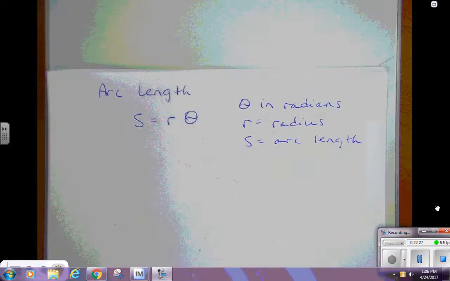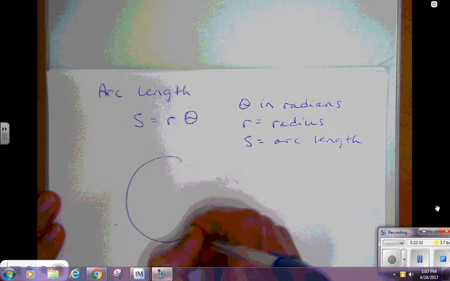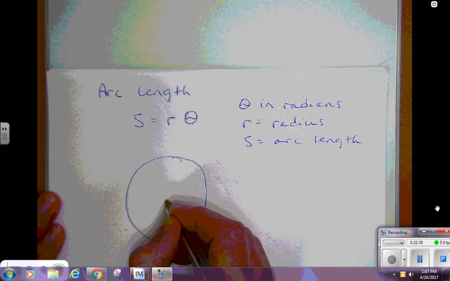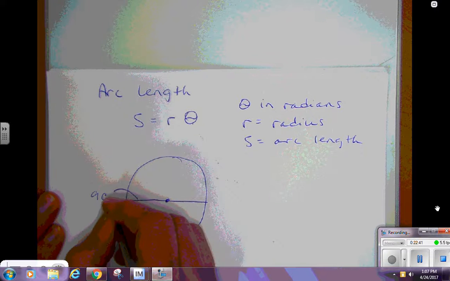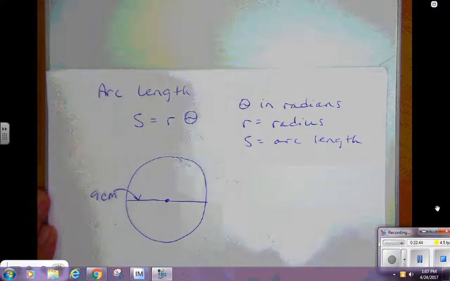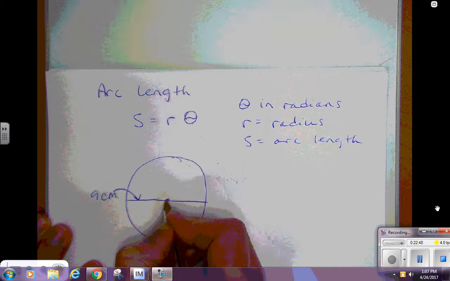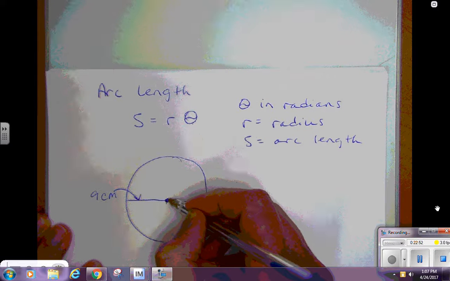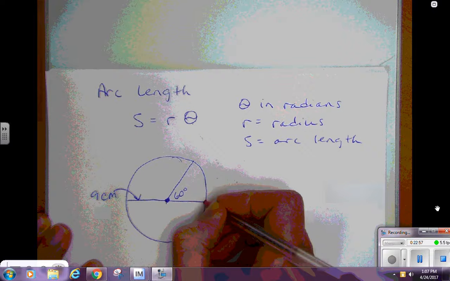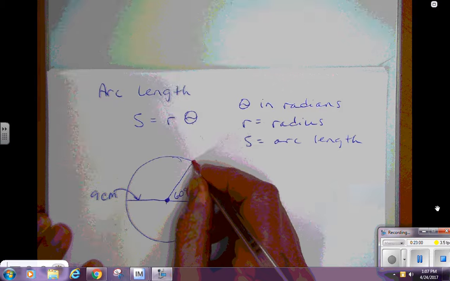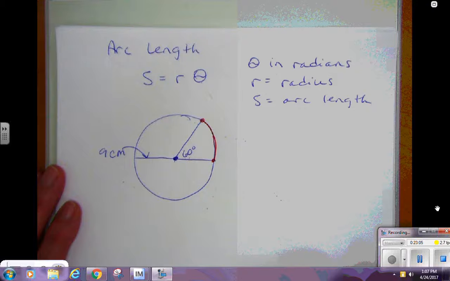And for example 5, it says a circle has a diameter of 9 centimeters. So let's draw a circle first of all. Here's the center. Here's your diameter, and that is 9 centimeters. Find the arc length if the central angle is 60 degrees. So central angle has to have the vertex in the center, and it's 60 degrees. So they want you to find the length of this portion of the circle right there. Okay, so first I need to convert that 60 degrees into radians.